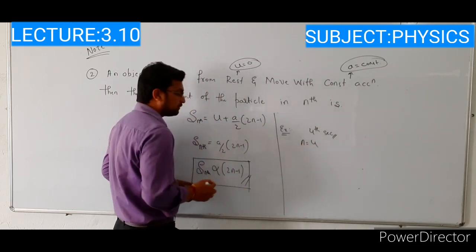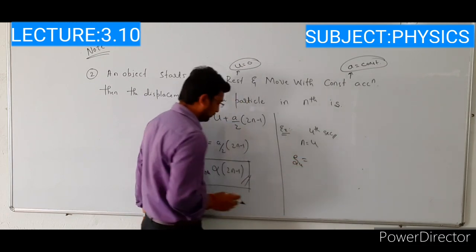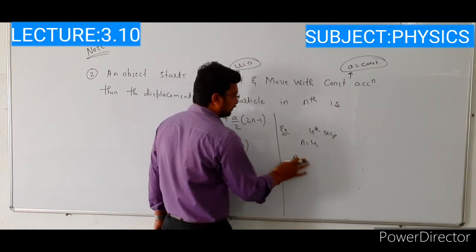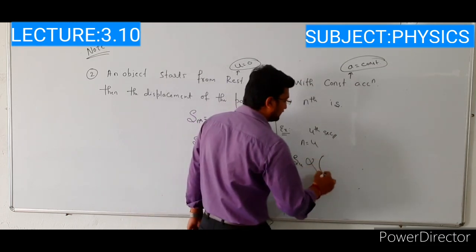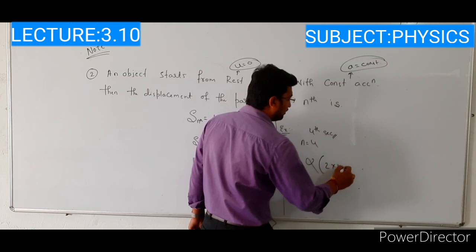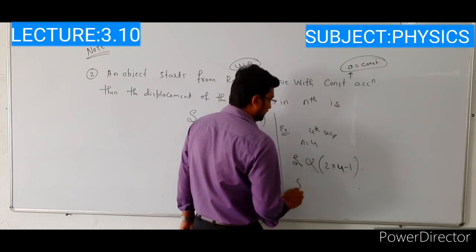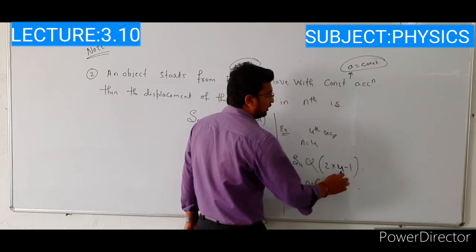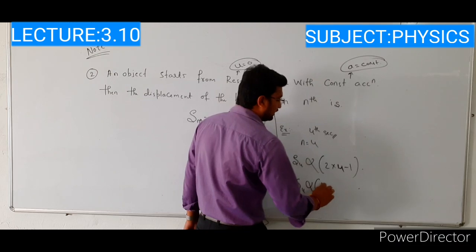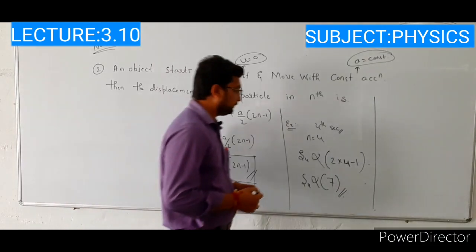So then the displacement of the particle, that is s suffix 4, is directly proportional to 2n minus 1. Here the n value is 4, so displacement of the particle in the 4th second is directly proportional to 2 into 4, which is 8, 8 minus 1, this is 7.